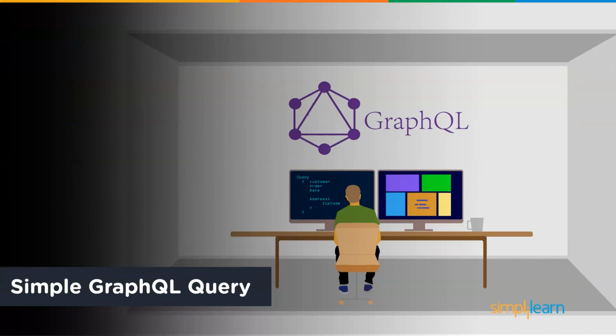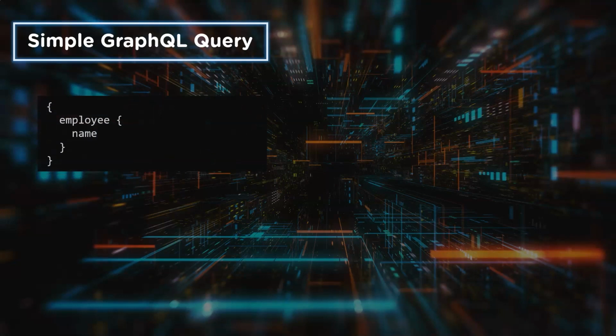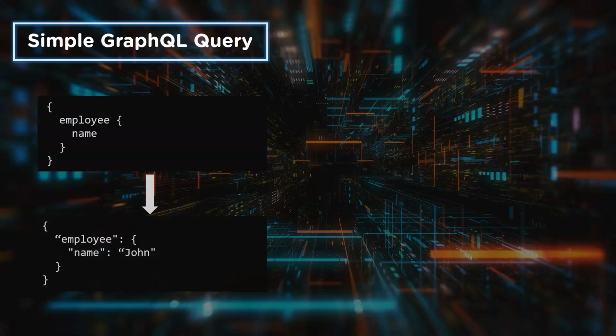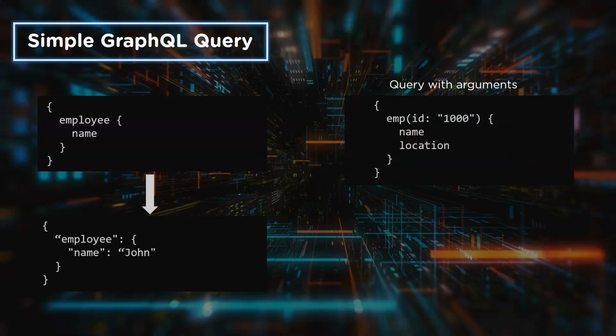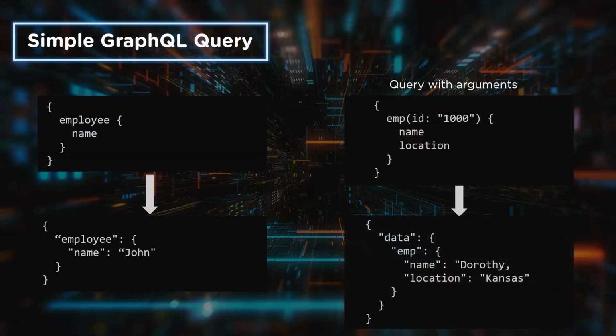So now let's look at a simple GraphQL query and see how it executes. Now here the first example shows how a client can construct a GraphQL query asking an API to return specific fields in the shape that you have specified, right? So the GraphQL API would return a result like this in the JSON format with the name John. And a client can also pass arguments as part of the GraphQL query as shown here. And when it executes, this is what is returned. So this is a simple GraphQL query for your better understanding.